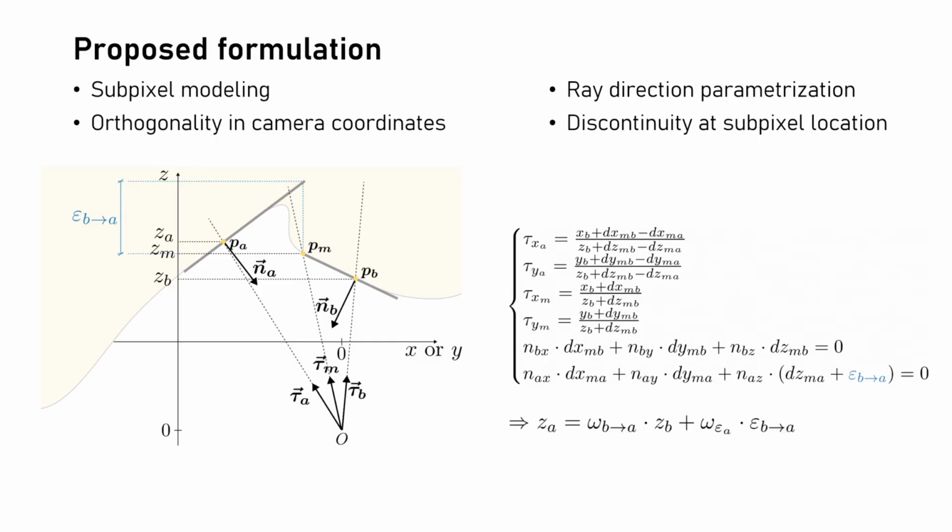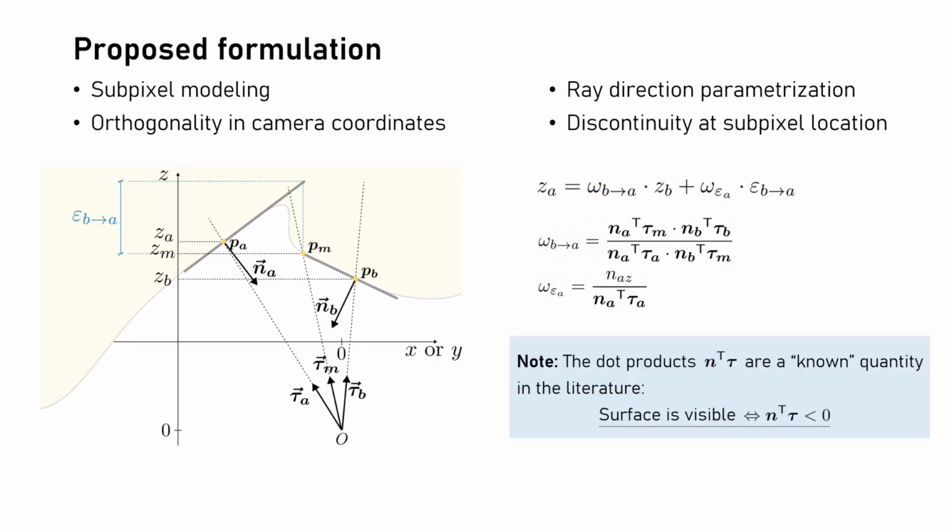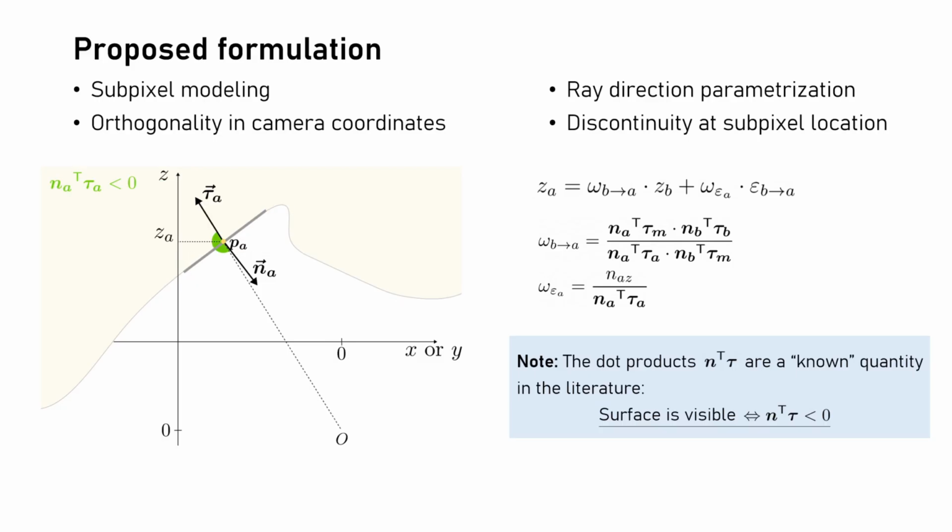Solving the resulting system of equations for the displacement vectors yields the following relation between the depth values at the neighboring pixels. Importantly, the two coefficients depend on dot products between normals and ray direction vectors. We note that these dot products are known quantities in the literature. In particular, a strict condition for a surface point to be visible along a given ray is that this dot product is negative. Points on the surface boundaries have null dot product, while points that have a positive one are occluded.